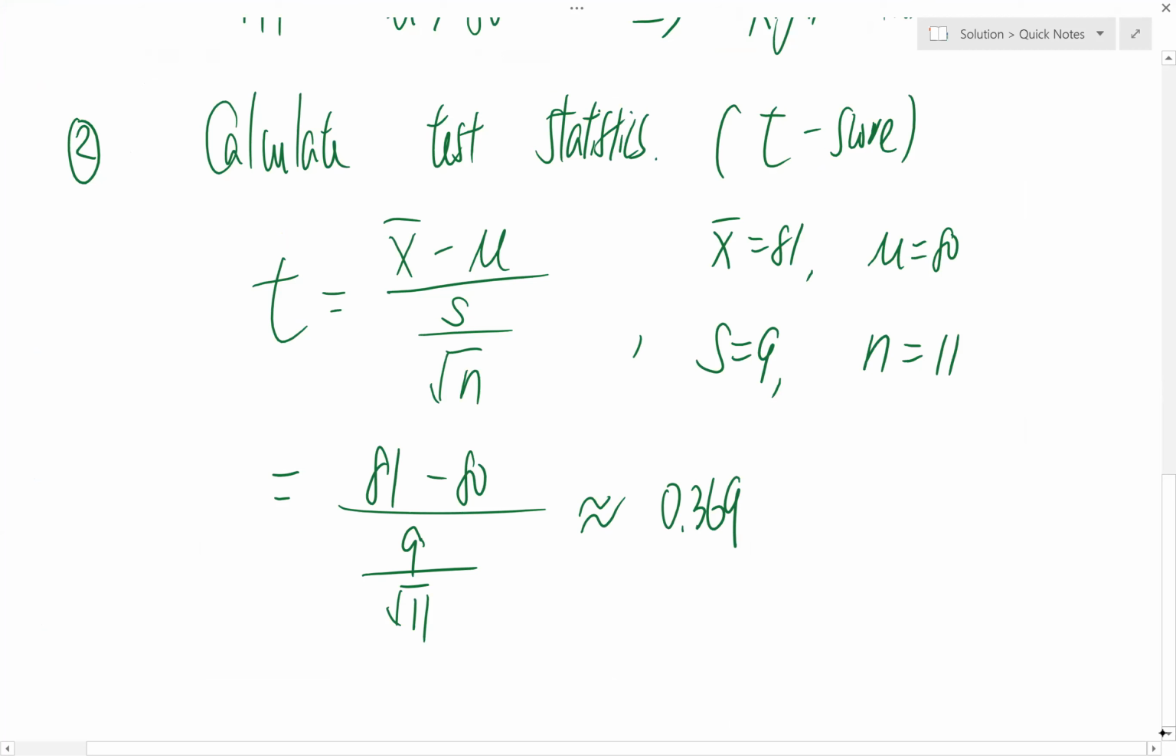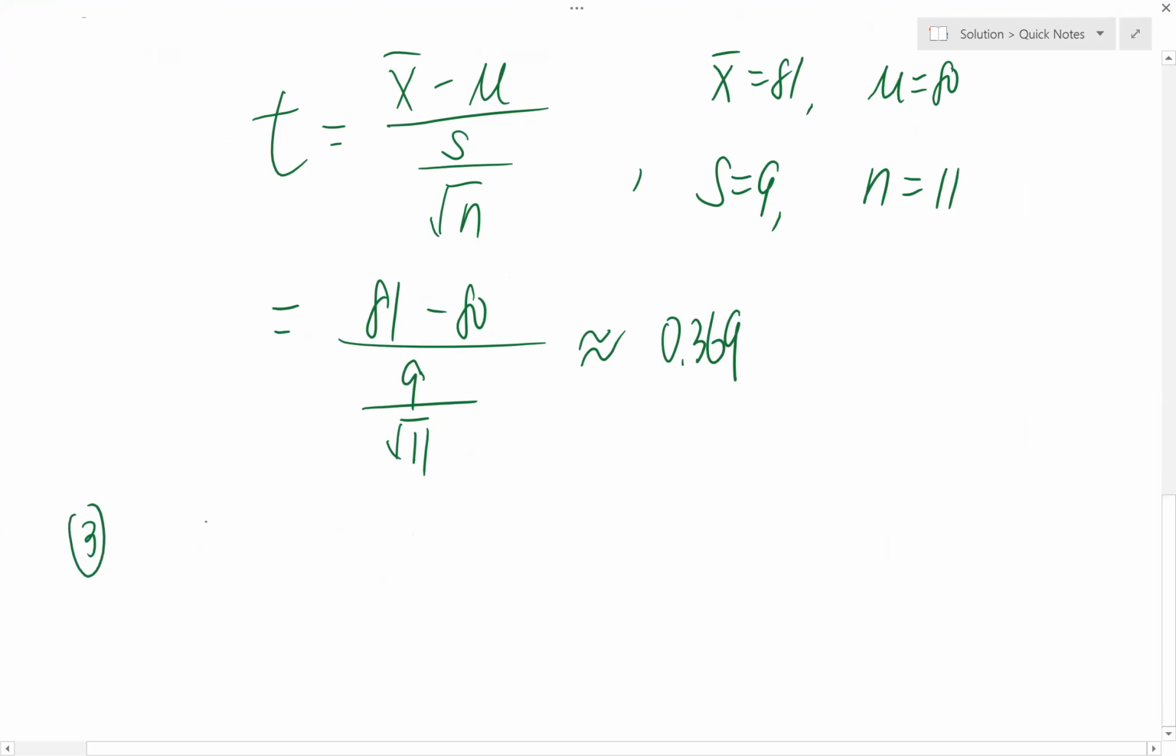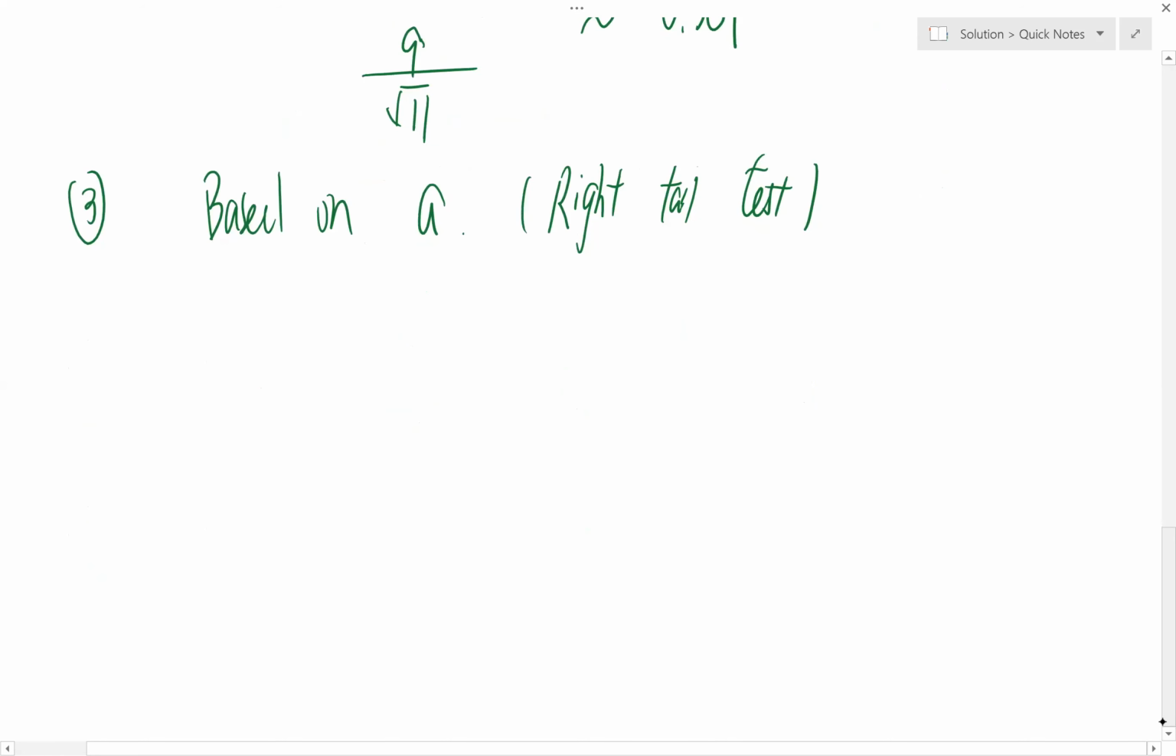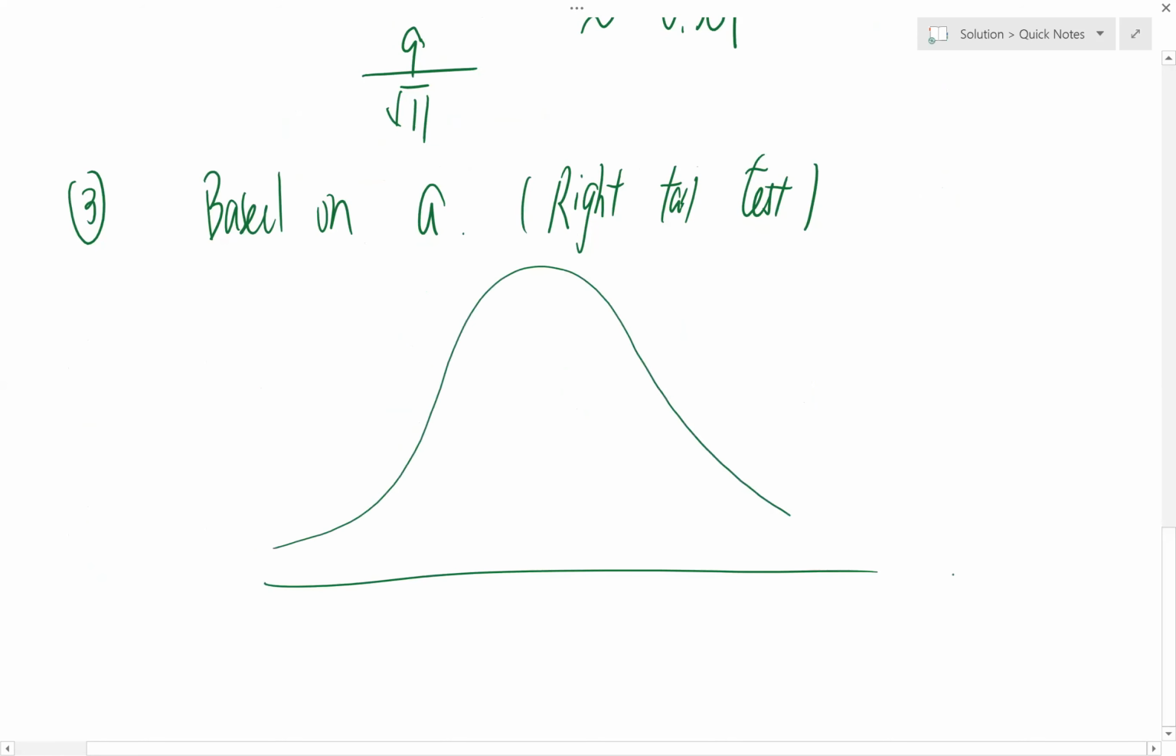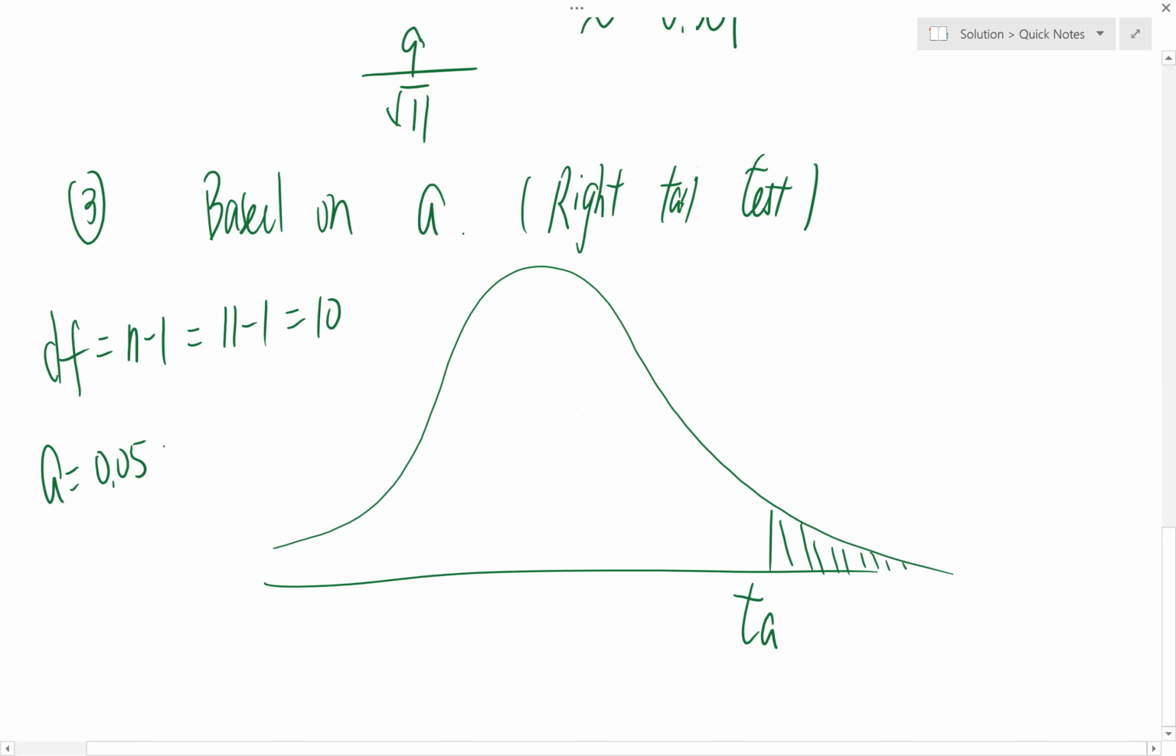So in step 3, having found the test statistic, based on alpha and knowing it's a right tail test, we'll be able to determine the critical t-score. So draw the bell curve. It's a right tail test, so the rejection region is in the right tail, t alpha. The degree of freedom is the same, sample size minus 1, 11 minus 1, that's 10. And alpha is 0.05, the area in the right tail, in one tail.